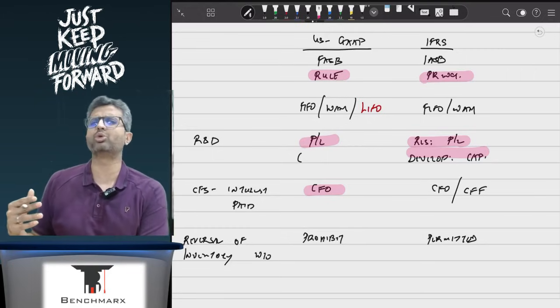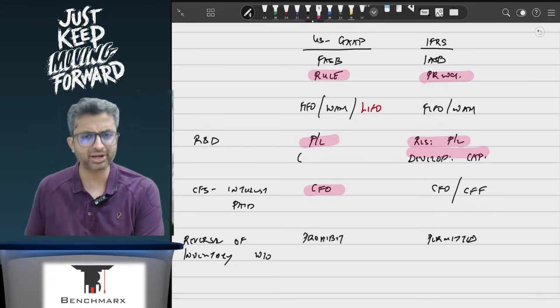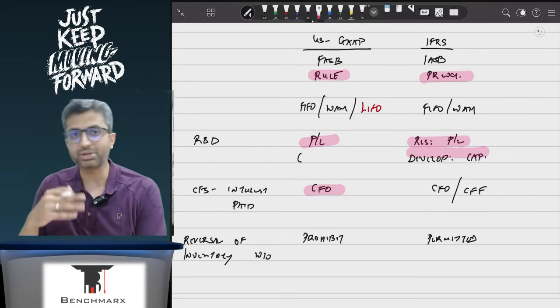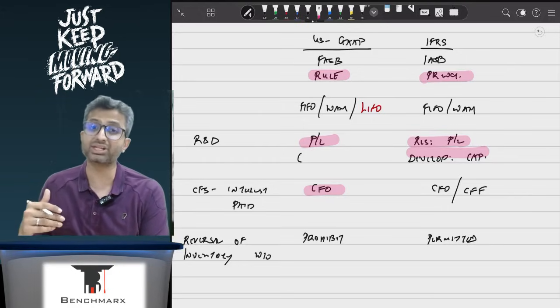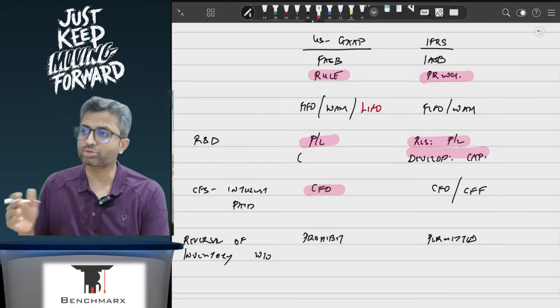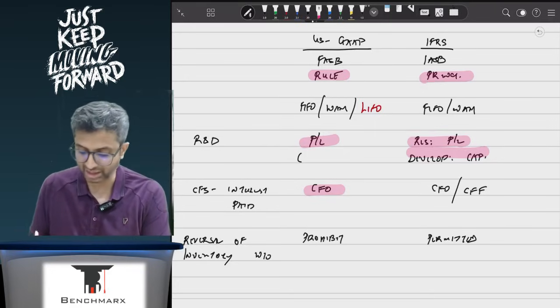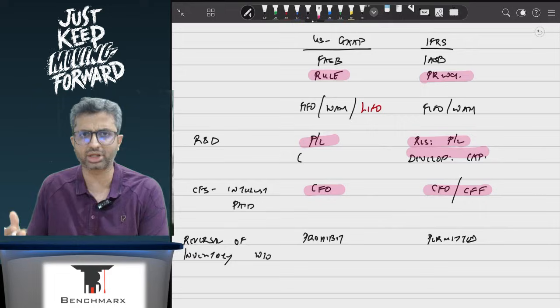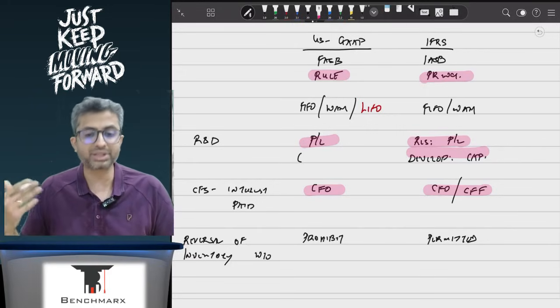IFRS says that, well, if it is dividend or interest paid, for example, if it is interest paid, it can be either operating or financing. Interest received or dividend received can also be either operating or investing, and hence there is kind of a choice over here when it comes to IFRS. More of a principle-based thing.